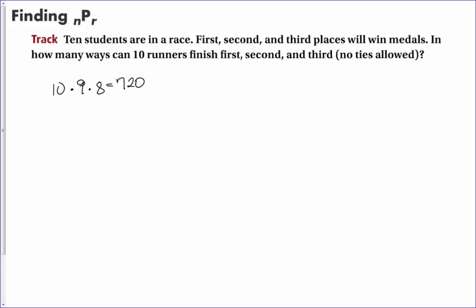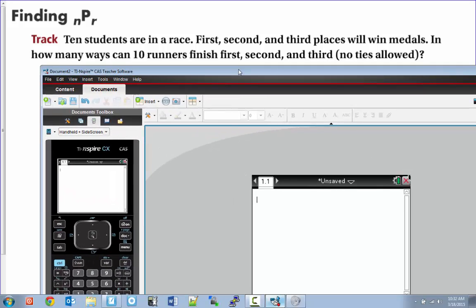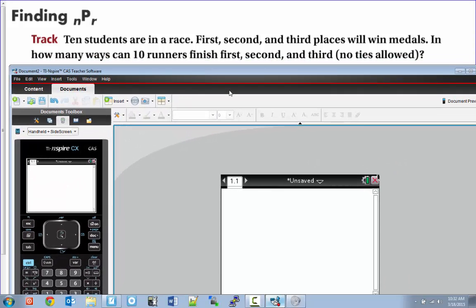Now, to do permutations with this, let me bring over my emulator. So now, with permutations, if you have an Inspire, you can do a lowercase n, a capital P, and a lowercase r, and then open a parenthesis. We have 10 runners, and we want to know how many different ways the top 3 can finish. So we're going to do nPr, and then 10, 3, and that'll give us our 720 different ways.